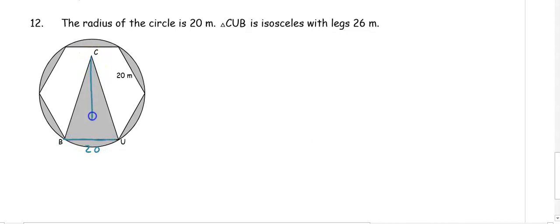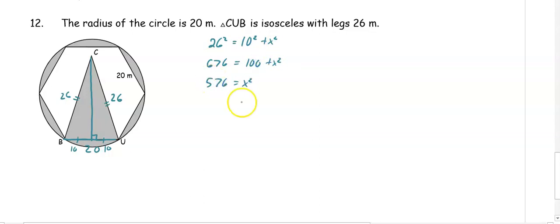When we draw in our height, and with the legs that are 26, we can do the Pythagorean theorem because our side is split into 10 and 10. So we have 26 squared equals 10 squared plus x squared. 676 equals 100 plus x squared. 576 equals x squared. So x is 24.